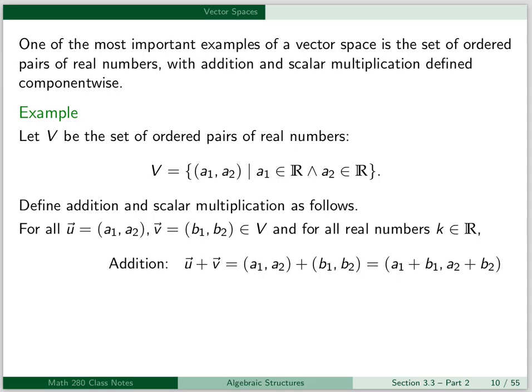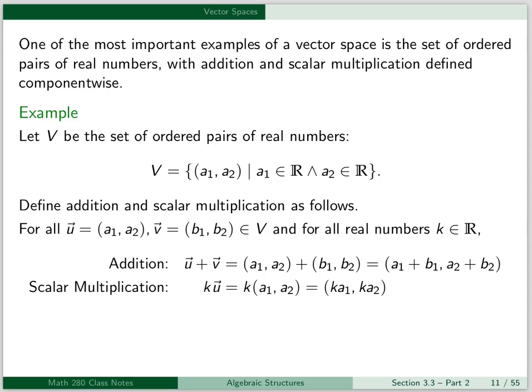For the addition, we have u plus v is (a1, a2) plus (b1, b2), which is equal to (a1 plus b1, a2 plus b2). So we just add the two first components together and then add the two second components together.